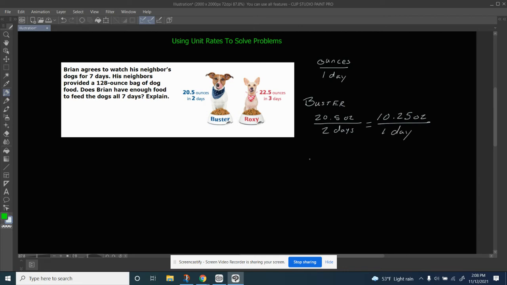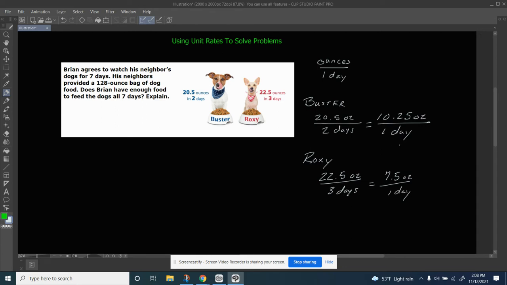Now, Roxy can eat 22.5 ounces in 3 days. So if we divide that out, that's 22.5 divided by 3. And again, we know we're dividing because this fraction bar reminds us that we can divide those. And so she eats 7.5 ounces in 1 day.